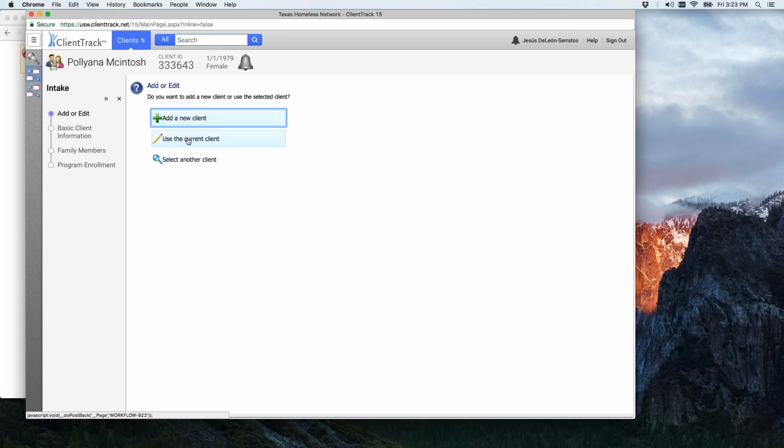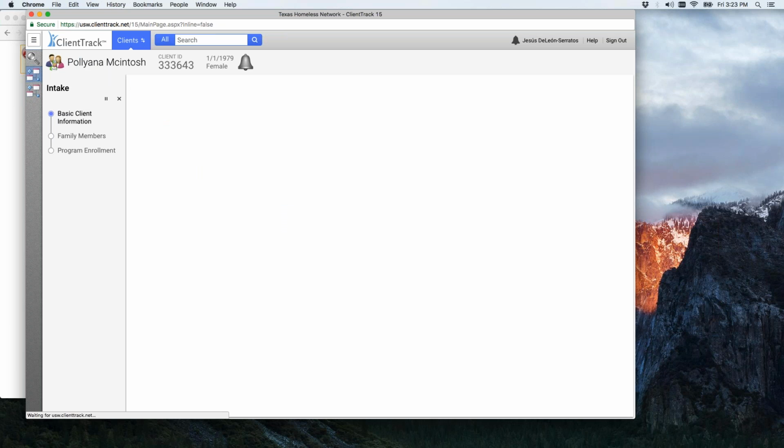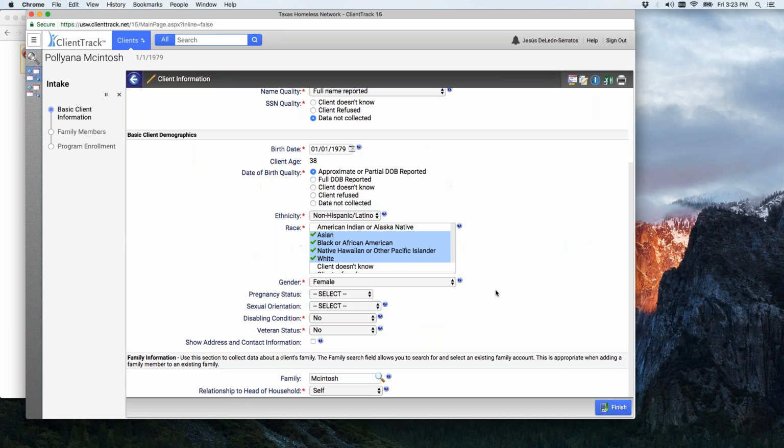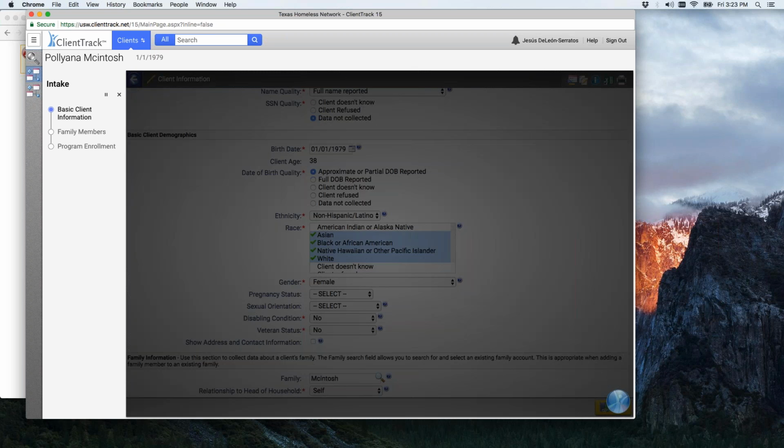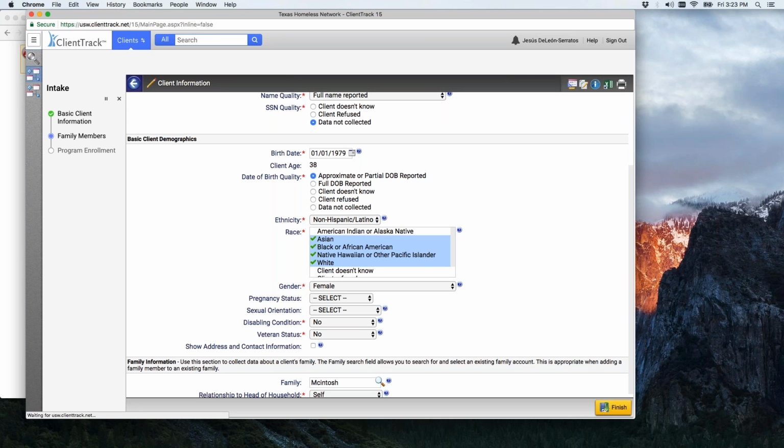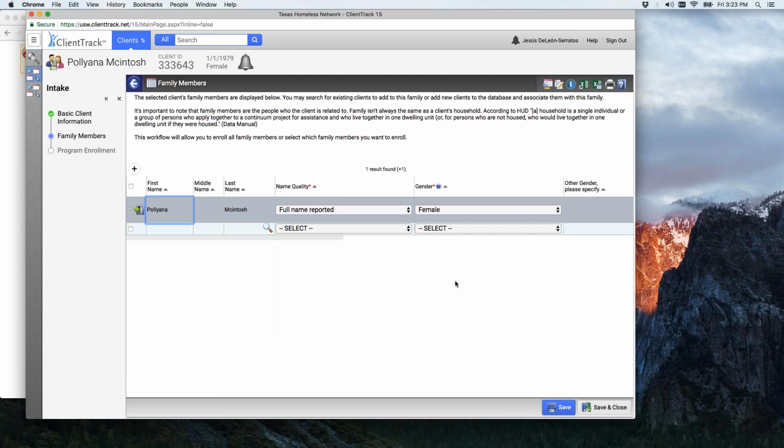People do intakes. This is this client. Yeah, this is my client. I'm going to do this intake. So I have no changes in this information. I'm going to go to the next page. I have to enroll this client. Is this the client that I'm enrolling? Yes, save and close.